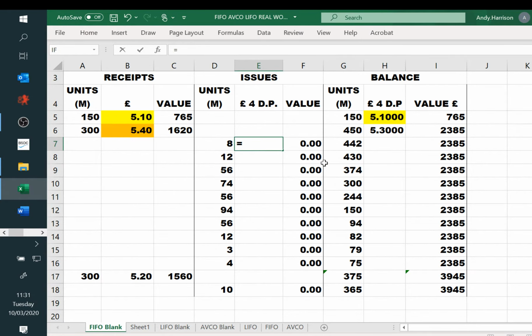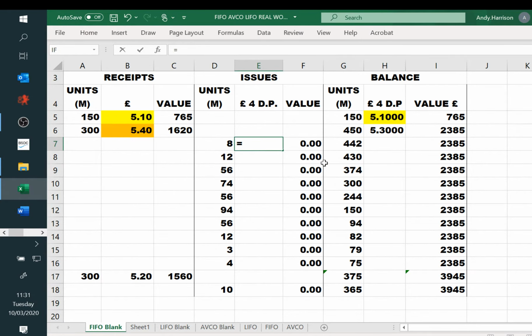And in fact we're going to continue issuing the older batch all the way down to here, because at that point we've used that roll up, because we can tell that we've got 300 meters left. It must be the new roll, at which point our issues have to come from the new roll, all the way down to there, and then we can just carry on the formulas just to see the pattern as it happens.